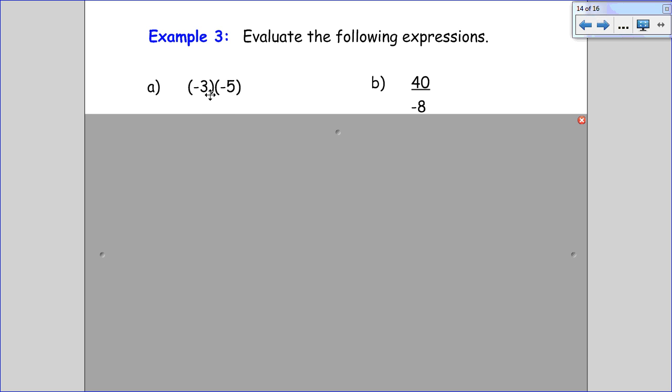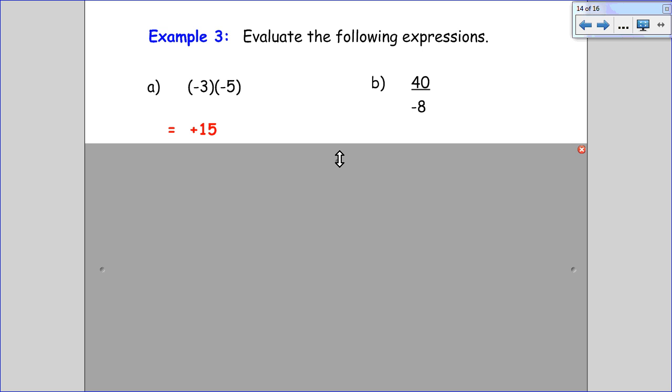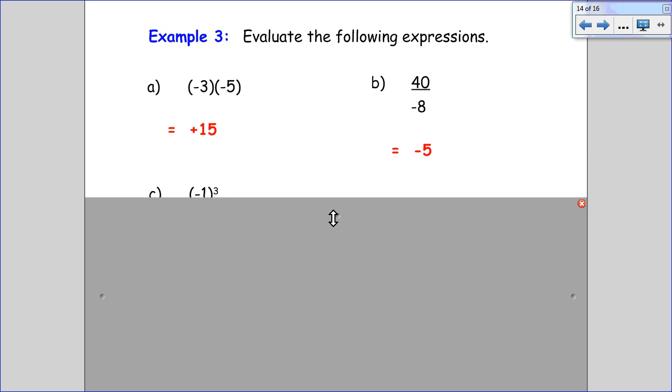So if we look at this, we just have to decide what operation we're given. Negative times a negative is a positive, so the answer is going to be positive. 3 times 5 is 15. Positive divided by a negative is going to be a negative, and 40 divided by 8 is 5.